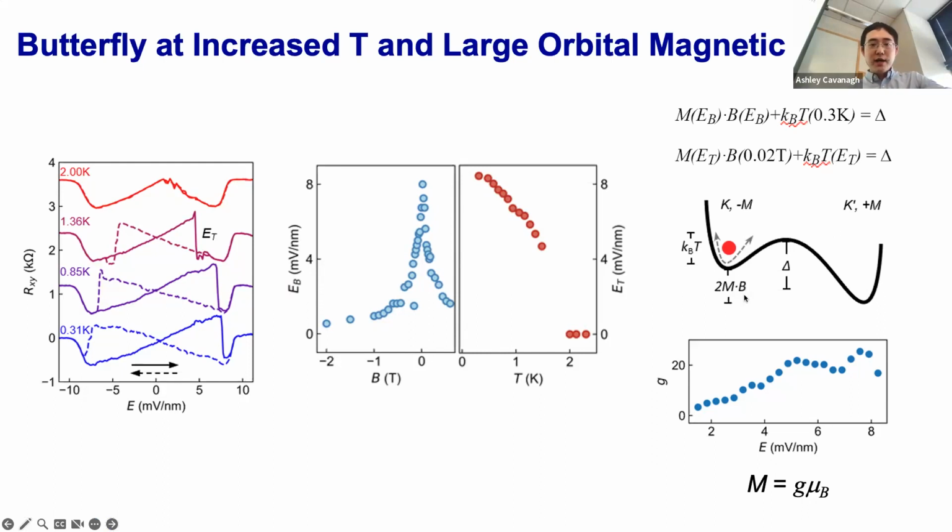So through some analysis, you can roughly tell what the orbital magnetization is, what the g factor corresponding to the orbital magnetization is, because kBT gives you an energy scale. And if you do that simple analysis, you can get orbital magnetization with a g factor on the order of 20, which is 10 times bigger than the spin. It's actually not that surprising for a small bandgap material like this.